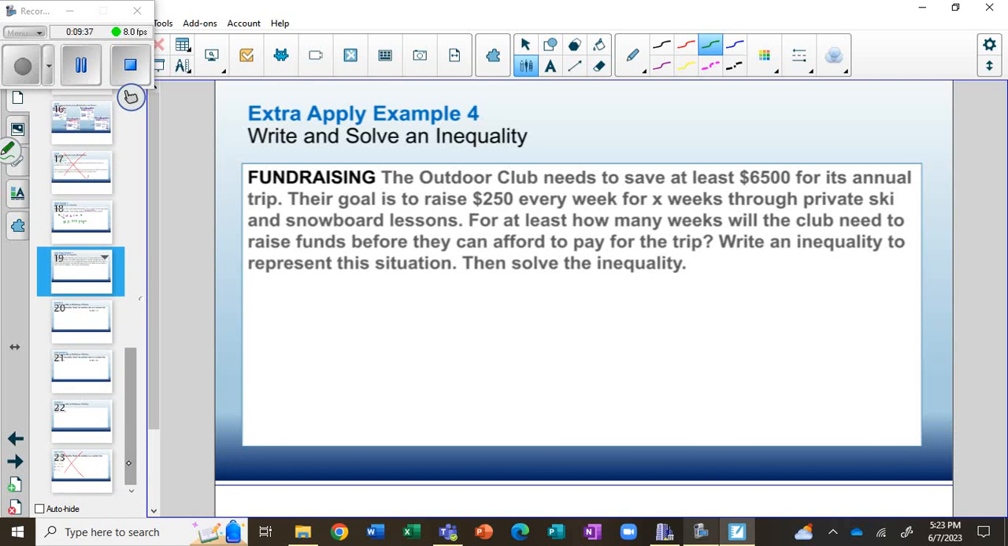Next example, the outdoor club needs to save at least, so at least means greater than or equal to, $6,500 for an annual trip. Their goal is to raise $250 every week for x weeks through private ski and snowboard lessons. For at least how many weeks will the club need to raise funds before they can afford to pay for the trip? Write an inequality to represent the situation, and then solve the inequality.